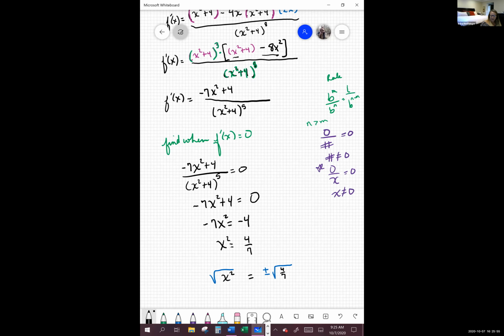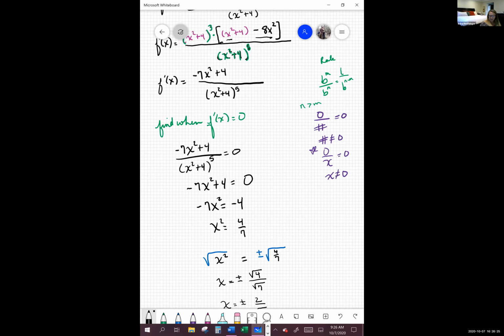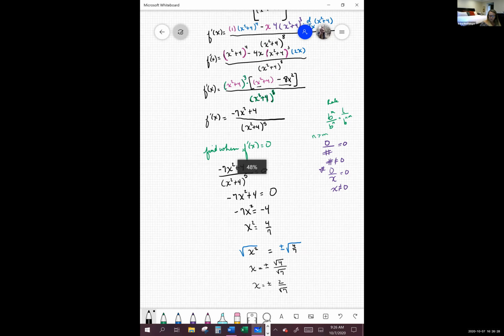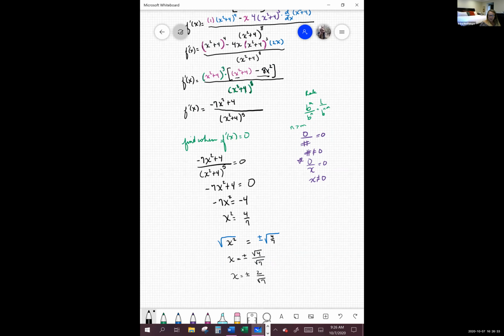Well, what can I square to get x squared? Well, that's just x, is equal to plus or minus. There's a rule that says if you have the square root of a fraction, that's the same thing as the square root of the numerator, 4, all over the square root of the denominator, 7. The square root of 4 is 2, all over root 7. So there are two places where this function has a horizontal tangent line. That would be at x equals 2 over root 7, and negative 2 over root 7.